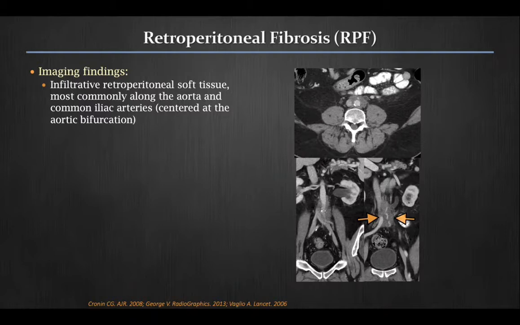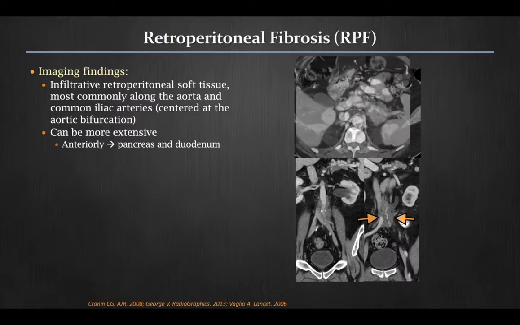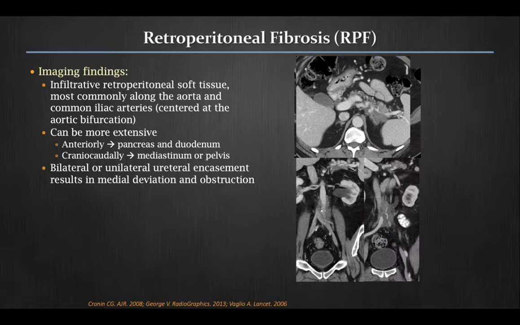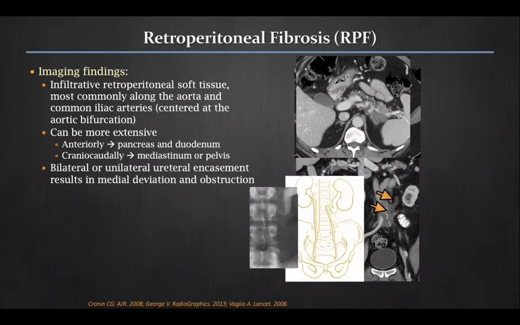The imaging findings are often the same. You have infiltrative retroperitoneal soft tissue that extends along the aorta and the IVC, sometimes going into the pelvis along the common iliac arteries, but always centered around the aorta and the IVC. It can also be more extensive, like in this patient where it extended upward into the peripancreatic soft tissues. It can even go as high as the mediastinum and as low as the pelvis. The classic sign that we see, in addition to the soft tissue, is that it obstructs one or both kidneys and causes medial ureteral deviation, like you see in the illustration there in the IVP image.